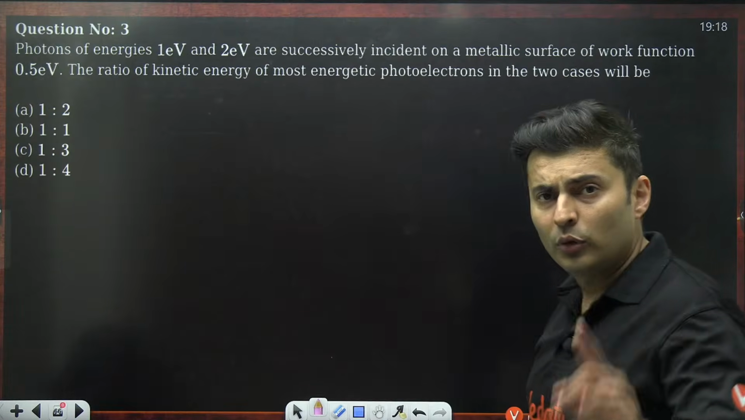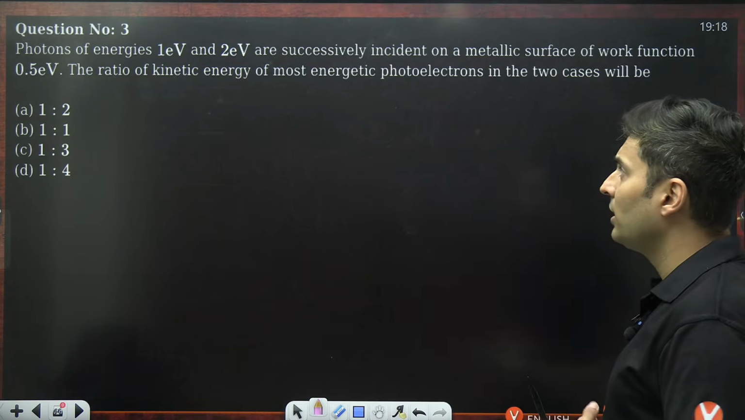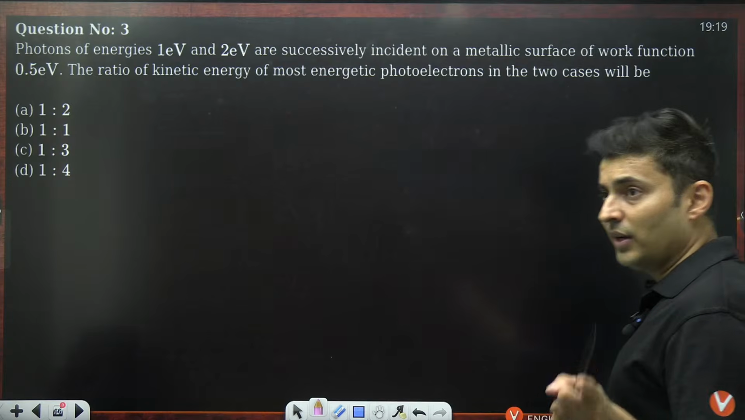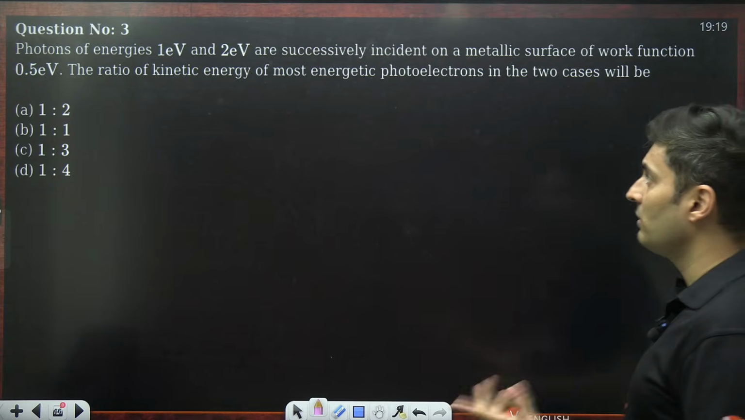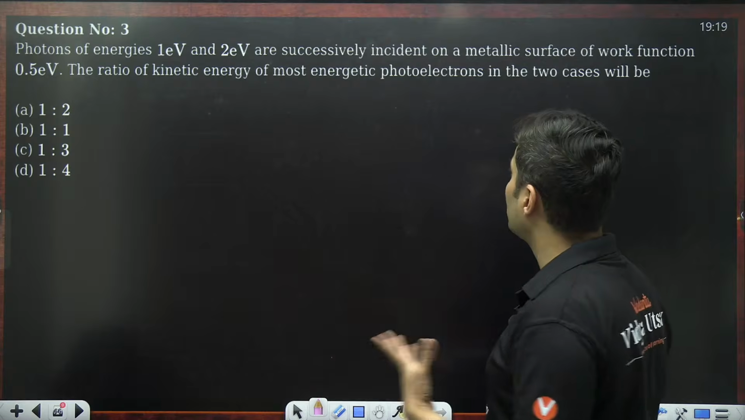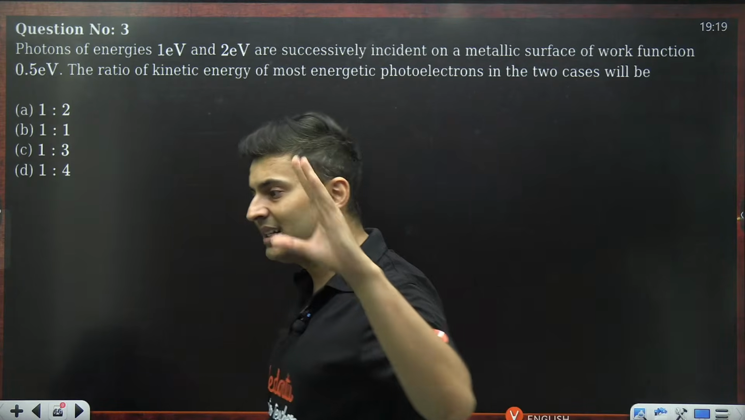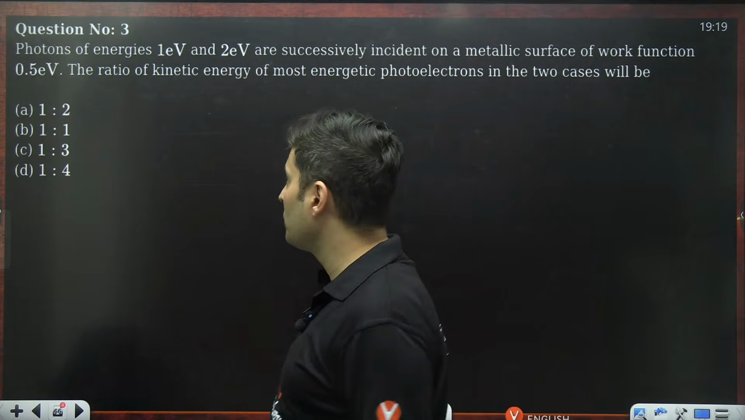Next one. Photons of energy 1 electron volt and 2 electron volt are successively incident on a metallic surface whose work function is 0.5 electron volt. The ratio of the kinetic energy of the most energetic photoelectrons in both the cases will be in what ratio? So you will take some time to solve. It's not like a 10-second question.